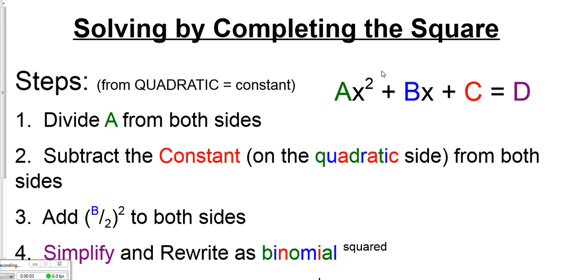In the past, we've talked about completing the square. Now we're going to see how you can solve an equation using completing the square. So the steps are from a quadratic expression equaling a constant.